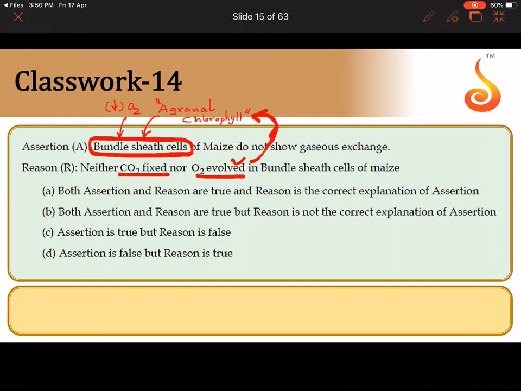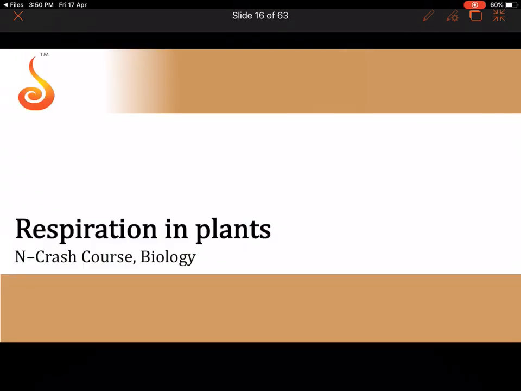But one thing you all have to remember here is that carbon dioxide is fixed, because inside the bundle sheath the C3 pathway or the Calvin cycle takes place. Yes or no? Since the Calvin cycle takes place inside the bundle sheath cell, carbon dioxide is fixed. So the reason is not entirely true. So we can say assertion is true but reason is false.